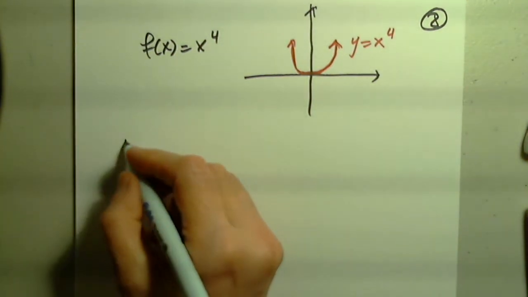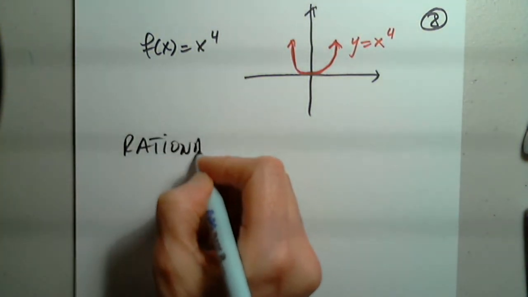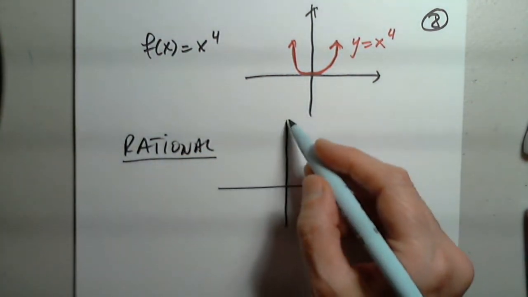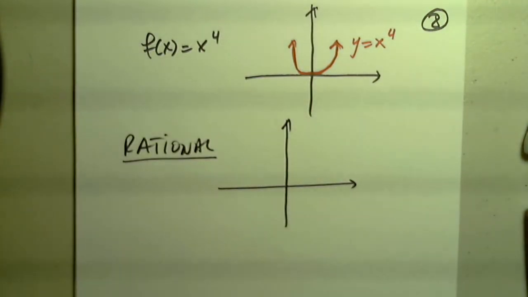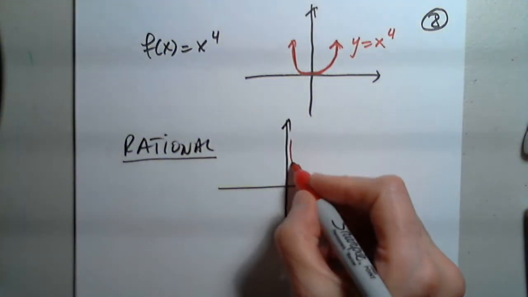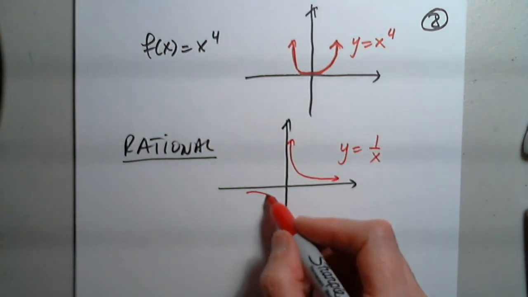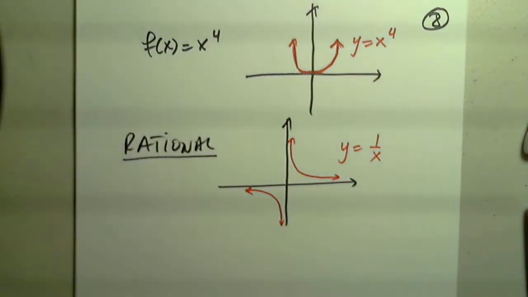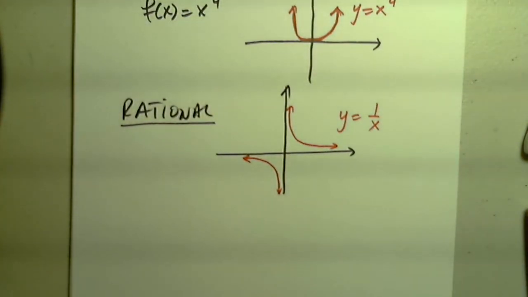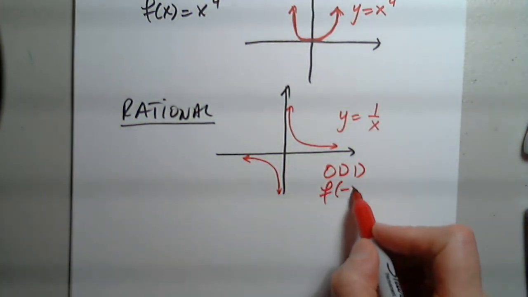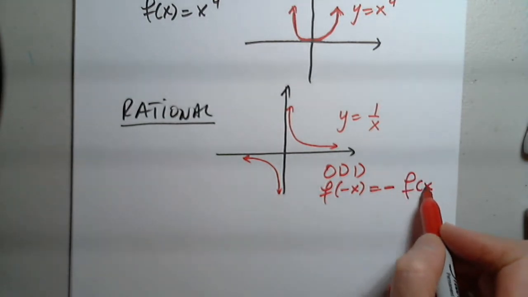And rational. A very important function. We have to remember this. And please tell me whether this function is odd or even or not symmetric. So this is y equals 1 over x, the simplest rational function. Is it symmetric or not? Is it odd? It is indeed odd, meaning f of negative x will definitely be the opposite of f of x.